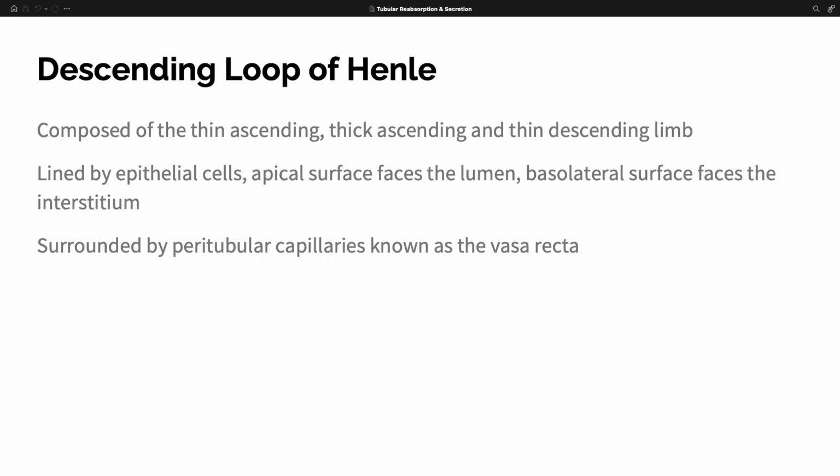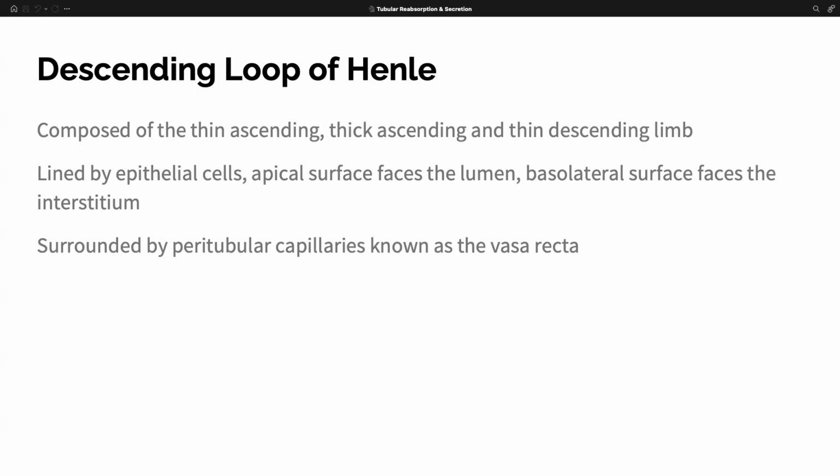The most important thing you have to remember is that it's made of three parts: a thin ascending, a thick ascending, and a thin descending limb. Another thing that they'd really like to ask, which is a tie-in to histology, is what this is lined with. So the thin ascending and thin descending limbs are lined with squamous epithelium cells. The lumen and the basolateral face the interstitium. And the thick ascending is lined with cuboidal epithelium. So that's a question they really like to ask in the BCQ.